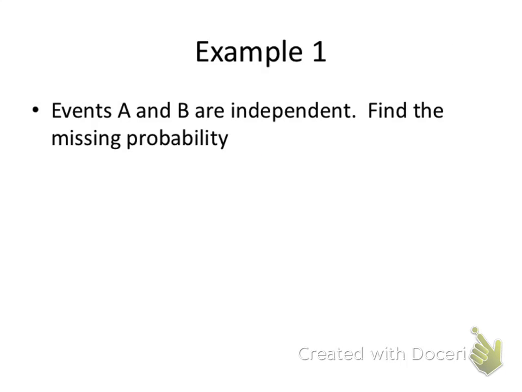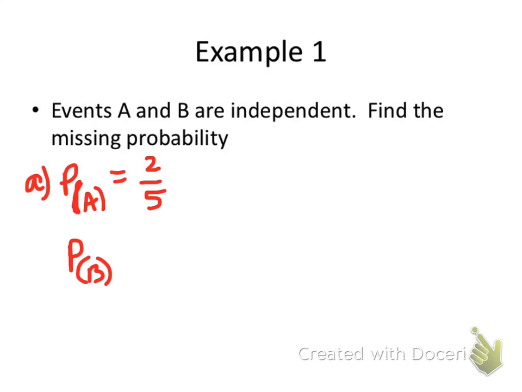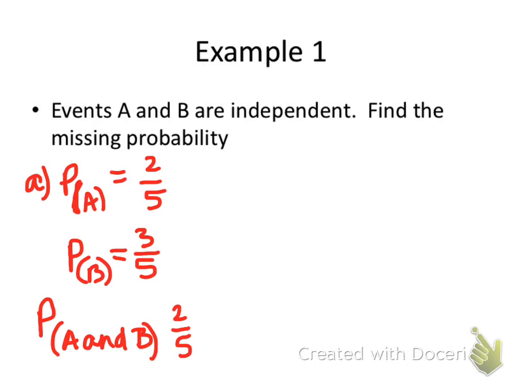In example 1, we've got a couple scenarios. So in A, the probability of A is equal to 2/5, right? 2 out of 5. We don't even know what it is. This is just literally numbers. But the probability of B is 3/5. So the probability of A and B is simply multiplication: 2/5 times 3/5, which equals 6/25. And always reduce if you can.